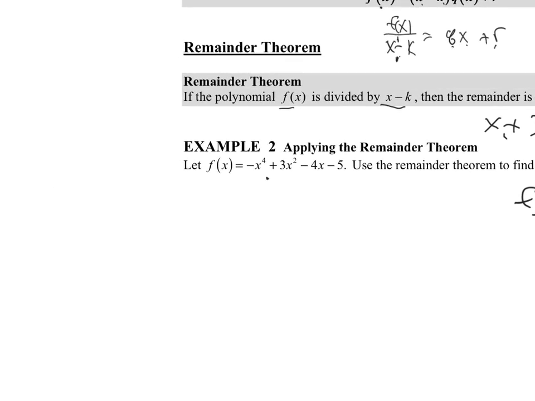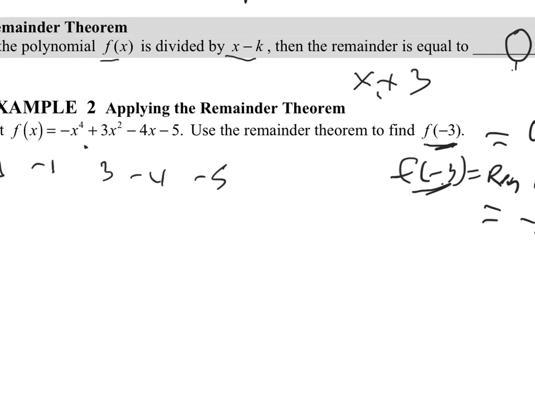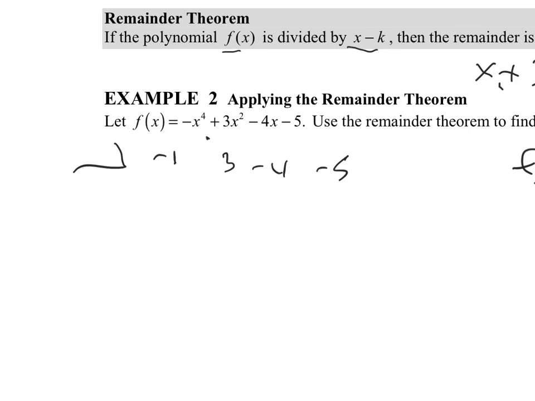So we'll do it with synthetic division. I'm going to take the negative 1, the 3, the negative 4, the negative 5, and divide it by a negative 3. So this is the same as plugging in a negative 3 into the equation. However, I just noticed that I'm missing a term. I do not have a cubic. So I'm going to have to add a 0 to hold the place, because there is 0 x cubed. It will change the answer.